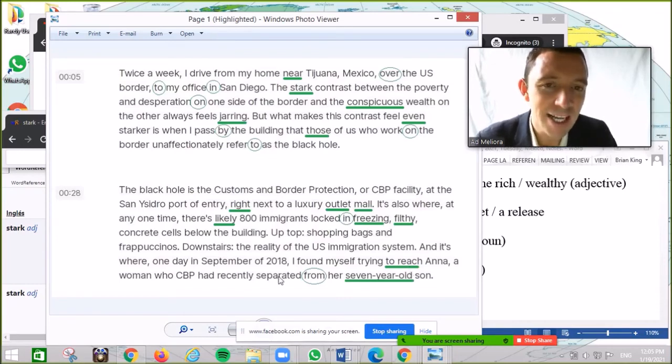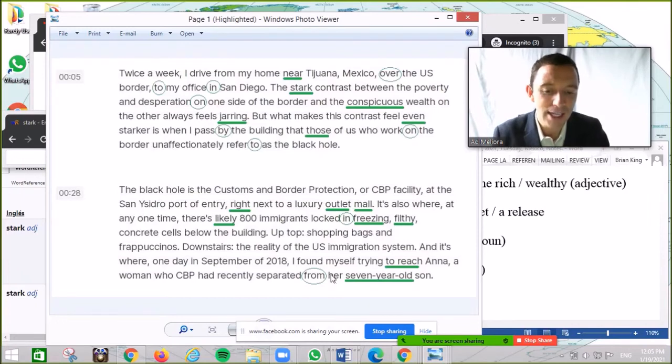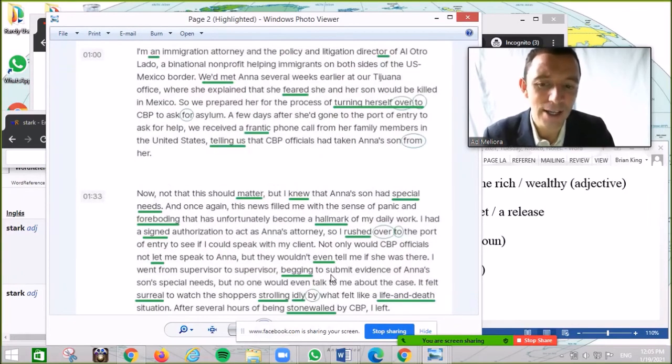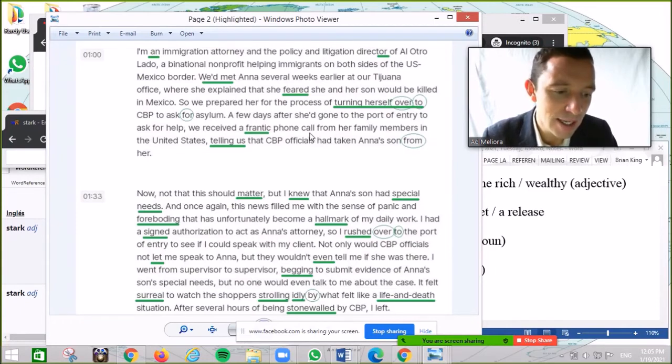From, again, is connected with separated from, and then her 7-year-old is juntos. Seven years, 7-year-old, so todos juntos, los tres palabras juntos. One word, adjective. Okay, so let's look at the next page, and I'll just do one more, and then you can listen to the video and try to catch the vocabulary, and try to understand the lady.